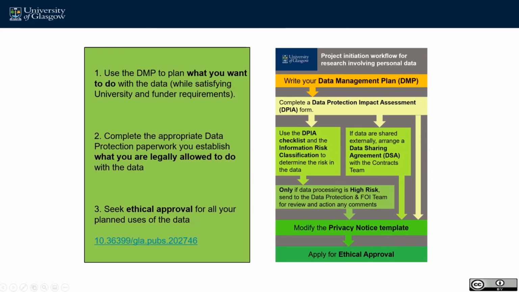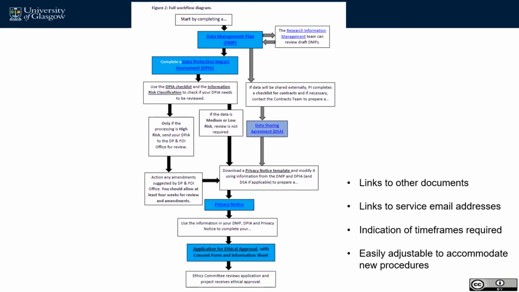And the second part of the document is a much more complex version of this. Now, we don't distribute this just on postcards. We don't want to put people off. However, this version of the document has links to all the different other documents that are required to complete the process. It's got information in it about the timeframes that you might require for certain parts of the process, and links to the service email addresses that can provide feedback and guidance on the process.